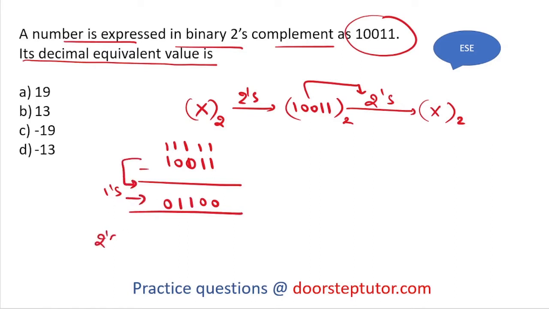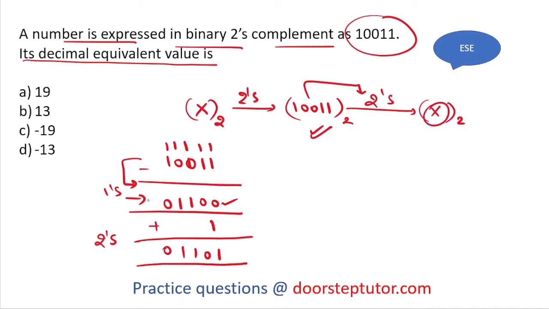Now we have to find out the 2's complement. For that we need to add 1 in the LSB. So 0 plus 1 is 1 and the remaining bits will be as they are. So this is going to be the 2's complement of this given number, that is going to be the original number. So 01101.